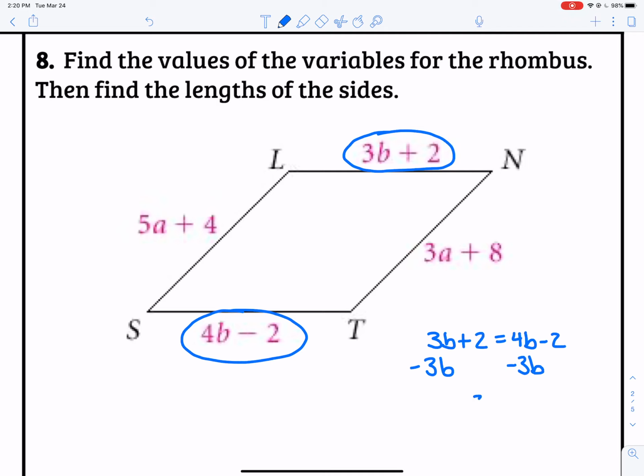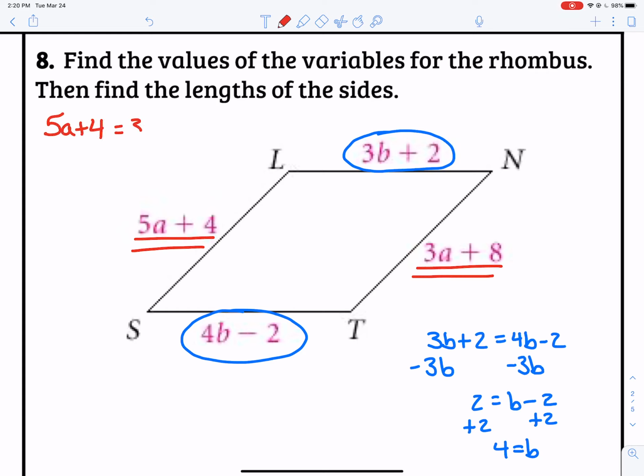So I'm going to subtract 3B and I get 2 equals B minus 2. And then I need to add 2 to both sides, so I get B equals 4. Now, I'm going to uncircle that because that's not the answer to the question. The question said, find the lengths of the sides. So let's work on that in just a minute. Let's say 5A plus 4 equals 3A plus 8. And let's solve for A. And then we'll plug A and B back in to figure out the lengths of the sides.